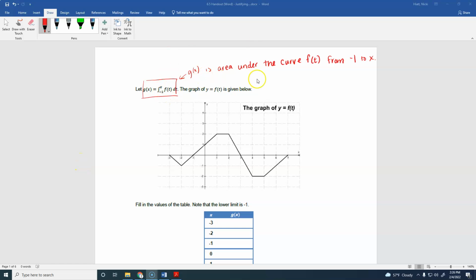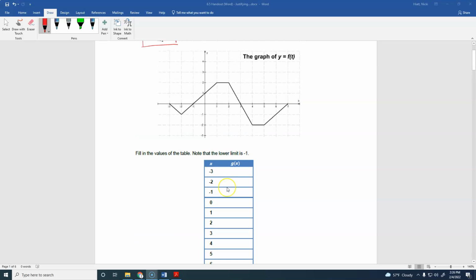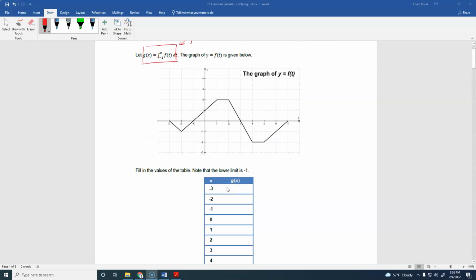So this is the area under the curve from -1 to x. So we're supposed to fill in the value for all of these things that we see here. Now, the problem is that -1 is right here.